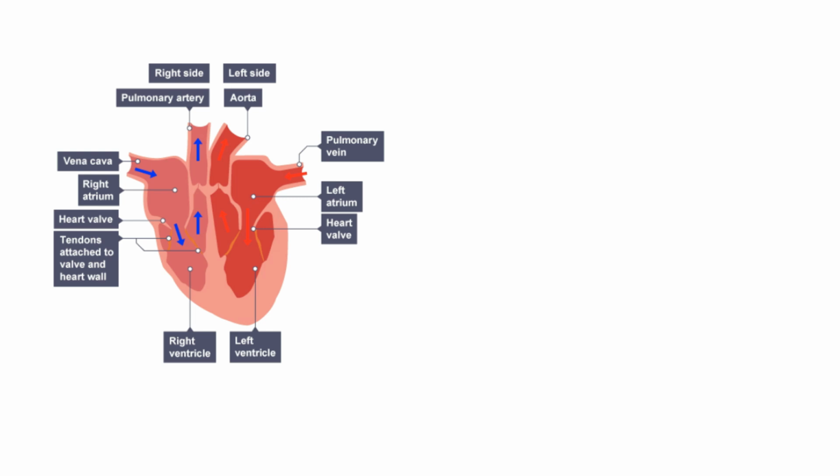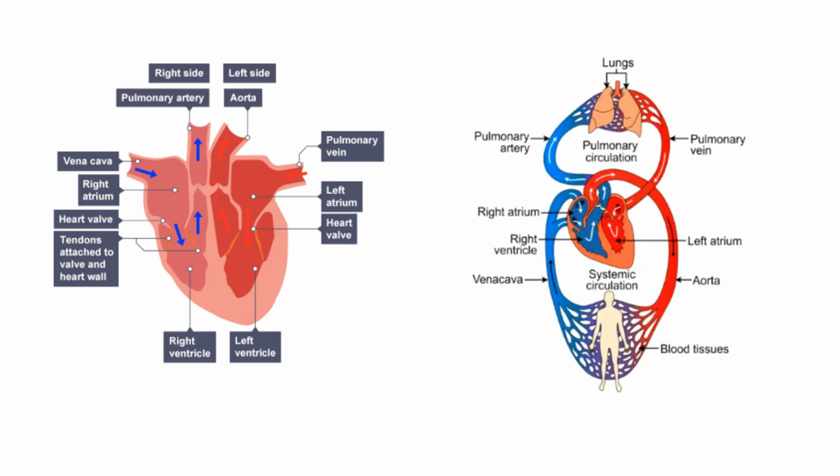The left side pumps oxygenated blood around the body through the aorta, and deoxygenated blood comes back through the vena cava into the right atrium, right ventricle, and then up into the pulmonary artery towards the lungs. We have a double circulatory system. That means that blood goes twice through the heart for one complete circulation.